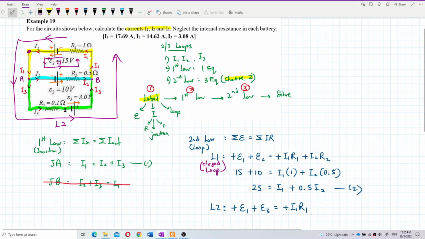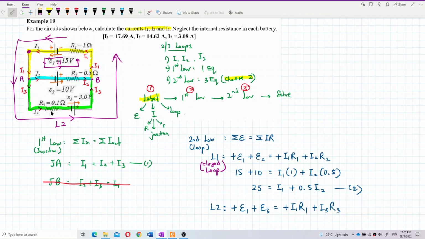Now, what is the other resistor involved? Resistor 3. Resistor 3 is on the outside loop. So for resistor 3, what is the current passing through? I3. I3 is to the right, and this I3 is in the same direction as the loop. Same direction means positive also. So it's positive I3 R3.